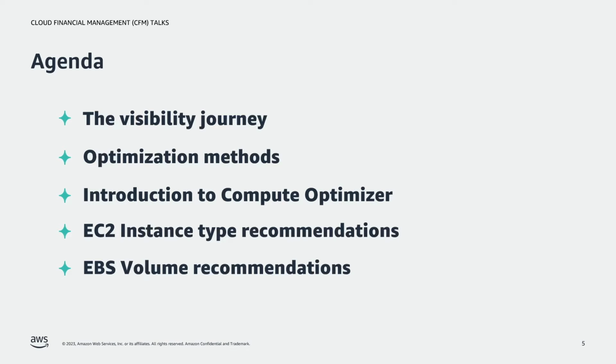So the agenda for today, we're going to start with the visibility journey. We're going to talk about optimization methods. We're going to talk about Compute Optimizer, the AWS product. We're going to talk about specific recommendations for right sizing with EC2 and also EBS volume recommendations. We have a few other things sprinkled in throughout the agenda as well, in between the cracks. So we'll get to it, and I'm excited about hearing your thoughts as well about optimization and where you're at and what tool sets and what methods you're using. So feel free to chime in the chat on that.